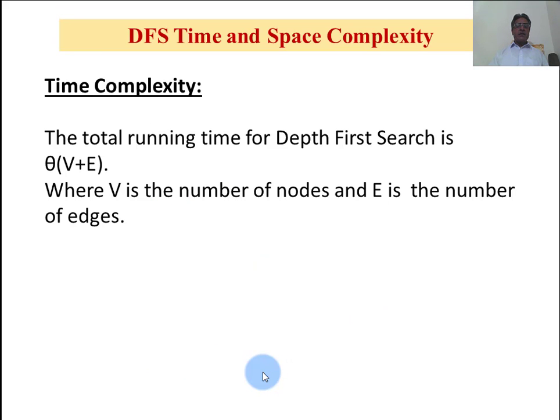DFS time and space complexity. Time complexity: the total running time for the depth first search algorithm is theta of V plus E. How many vertices are there in the graph, and how many edges are there in the graph? Because we have to process each and every vertex, and we have to consider each and every edge, so that we can remove the cycles from the graph and make an MST. So theta of V plus E is the time complexity, where V is the number of nodes and E is the number of edges.